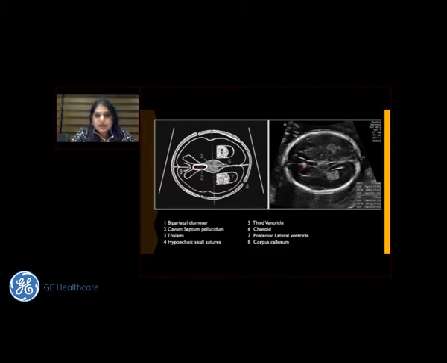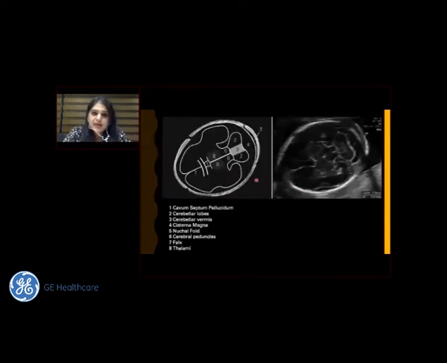This space here is the cavum septum pellucidum. This is the thalami. The slit-like part here is the third ventricle. This is the posterior horn of the lateral ventricle. And this is the whole skull bone here. So you practice again and again, and this is the image you need to take for a very good biparietal diameter.